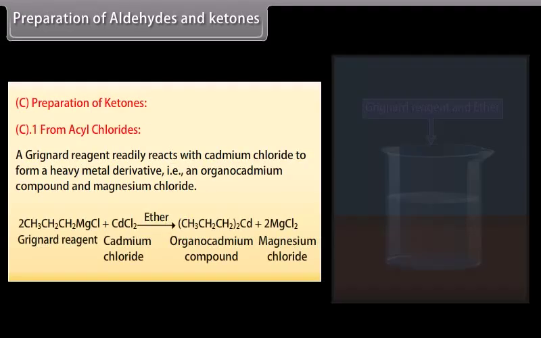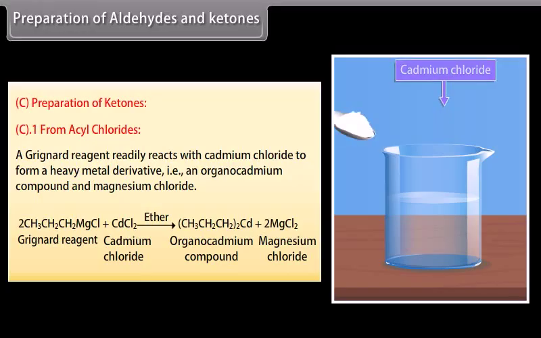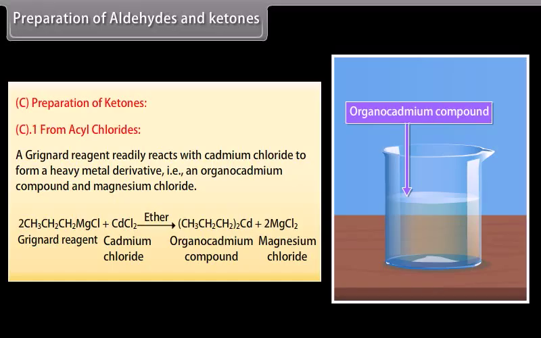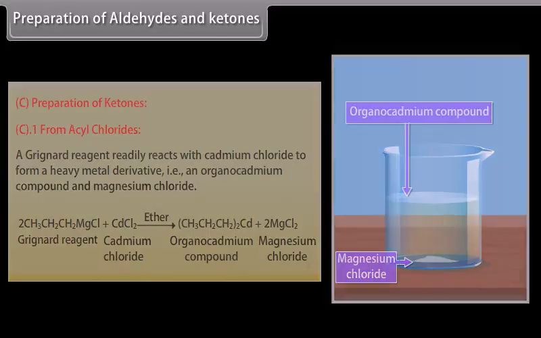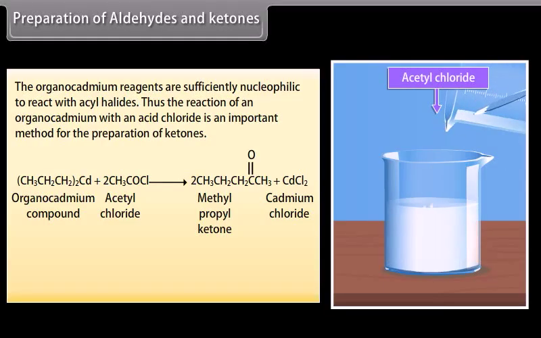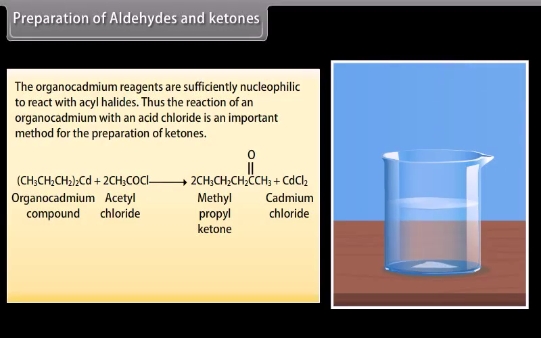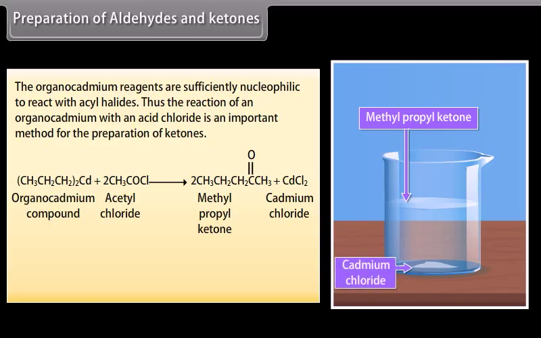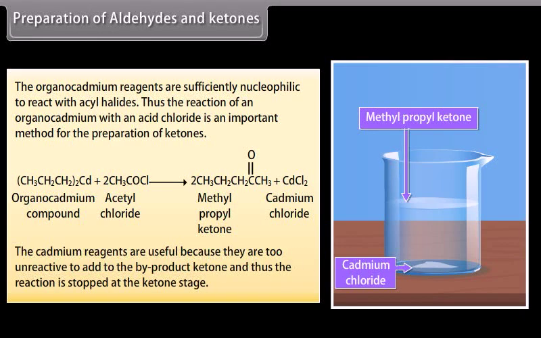A Grignard reagent readily reacts with cadmium chloride to form a heavy metal derivative, that is an organocadmium compound, and magnesium chloride. The organocadmium reagents are sufficiently nucleophilic to react with acyl halides. Thus, the reaction of an organocadmium with an acid chloride is an important method for the preparation of ketones. The cadmium reagents are useful because they are too unreactive to add to the byproduct ketone, and thus the reaction is stopped at the ketone stage.